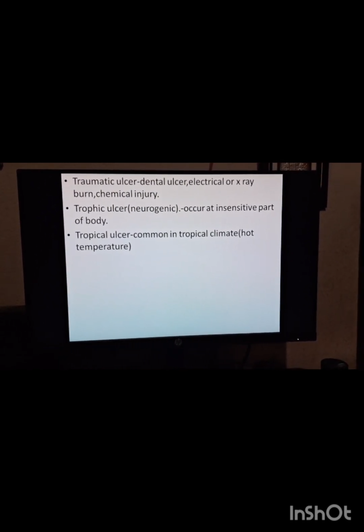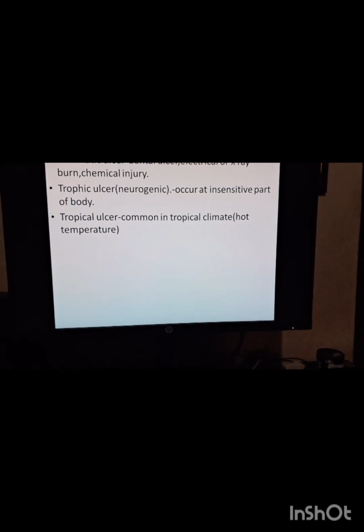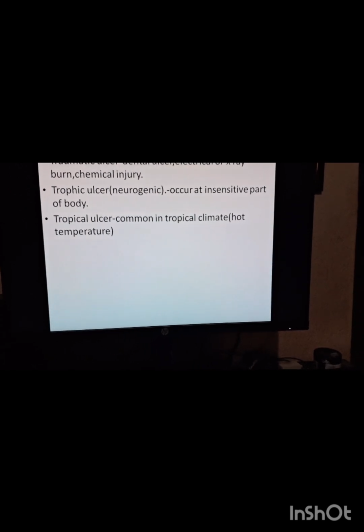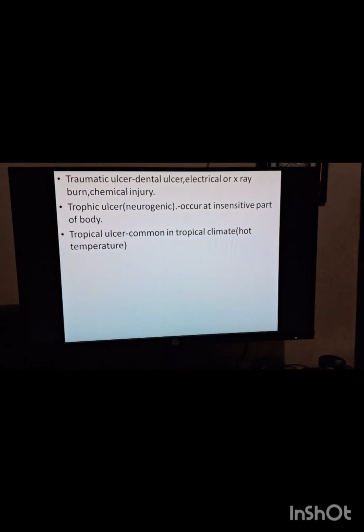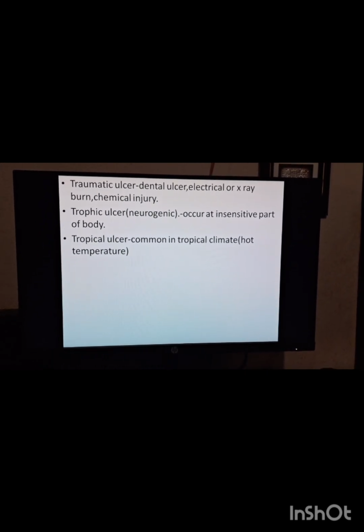Electrical or X-ray burn, chemical injury, those are examples of traumatic ulcer.